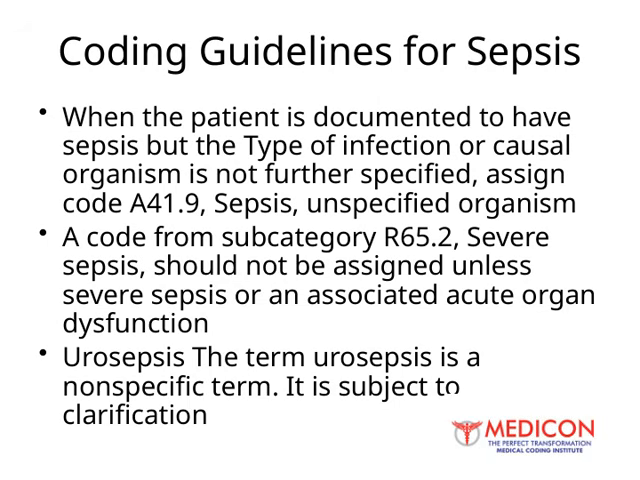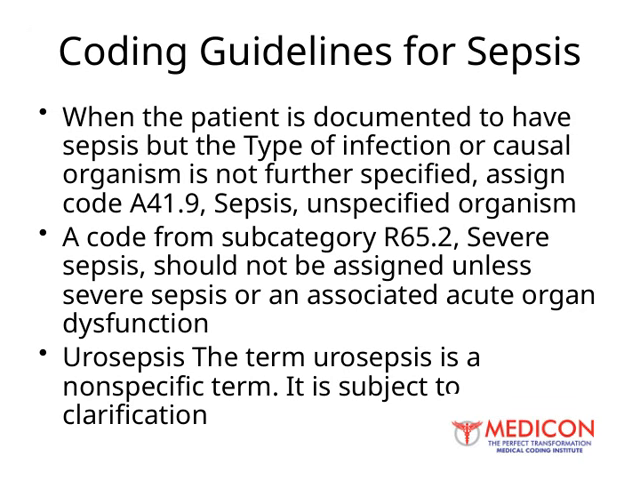When documenting sepsis, if the specific type of infection or the causal organism isn't further specified, it's important to assign code A41.9, which stands for sepsis, unspecified organism. This helps ensure consistency and accuracy in coding when details are limited.